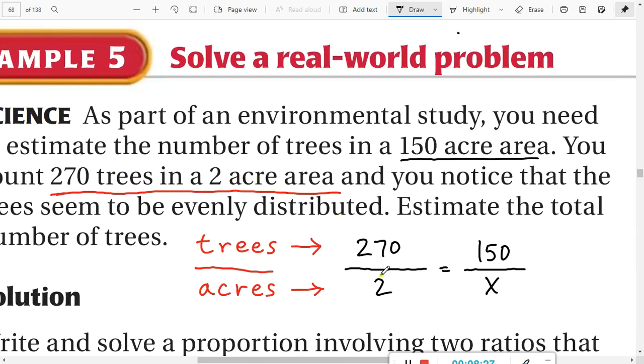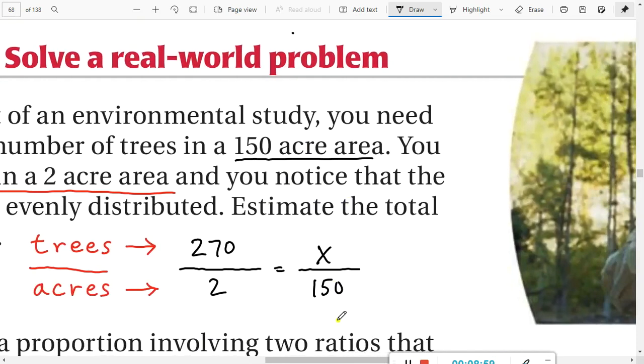I made a little mistake. Hold on. Okay, the numerators are supposed to be number of trees. That's why it's good to label it. So let's fix that. Okay, 270 trees in 2 acres. We have that. And now we have 150 acres. The acres goes in the denominators. And we want to estimate how many trees are in 150 acres. So we're just going to call that X. All right, and now we're in business.